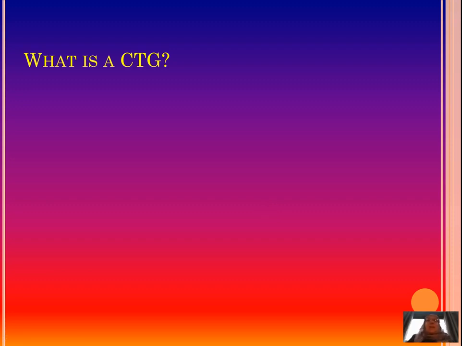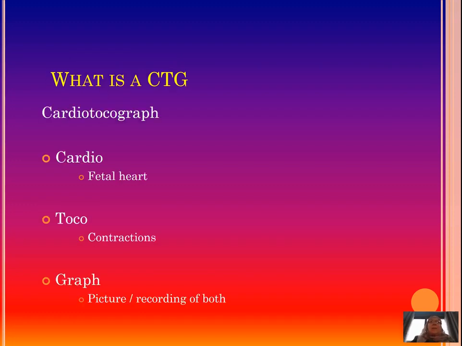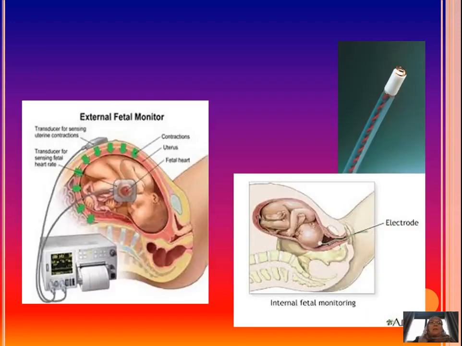What is a CTG? You knew this. It's a cardiotocograph. Cardio stands for the fetal heart, toco for contractions, and graph that it makes a picture. So it makes a picture from the cardiac heartbeat together with the uterine contractions.